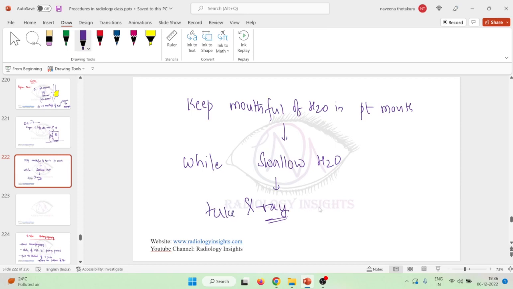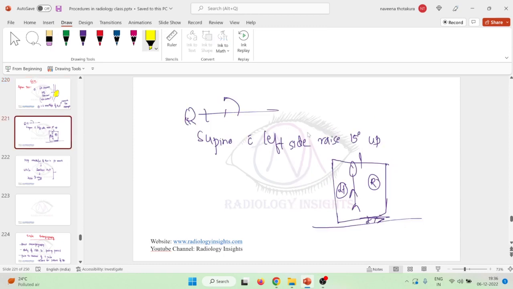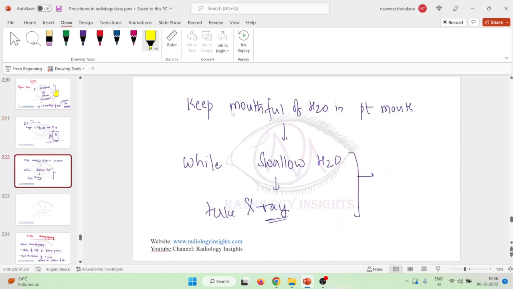Now, what happens if you do this? Actually the whole stomach is filled with barium, number 1, and also the esophagus. Now you will ask the patient to take 1 to 2 mouthfuls of water. When he takes 1 to 2 mouthfuls of water, this will remove the barium in the esophagus. Then you will keep the patient in supine with left side raised to 15 degrees up. Now ask the patient to keep a mouthful of water, and you will ask the patient to swallow.